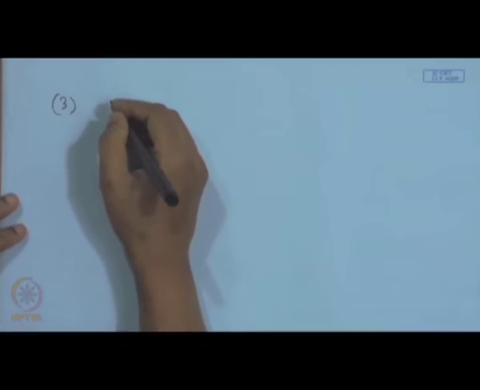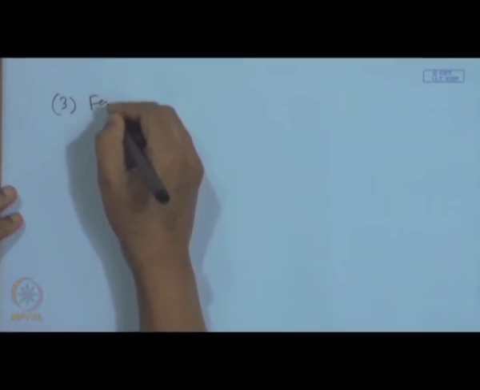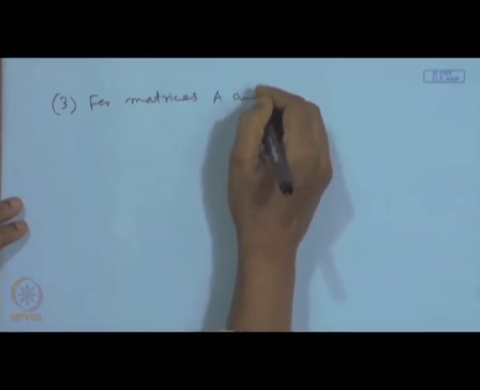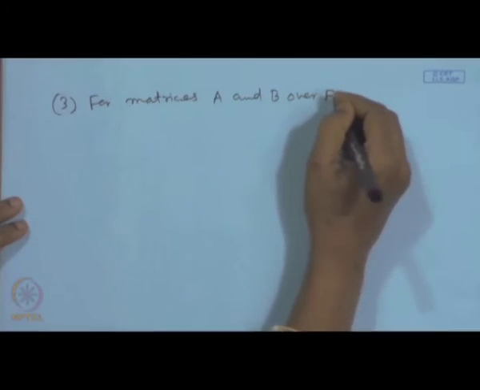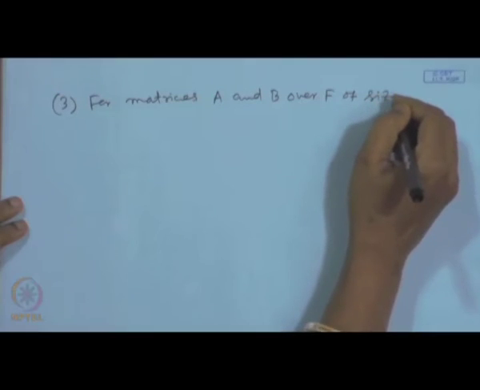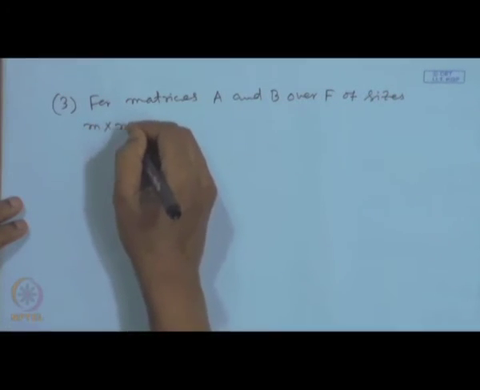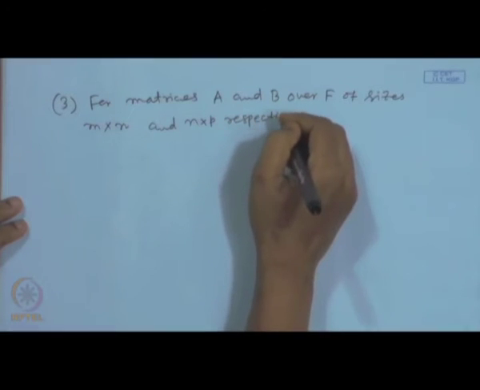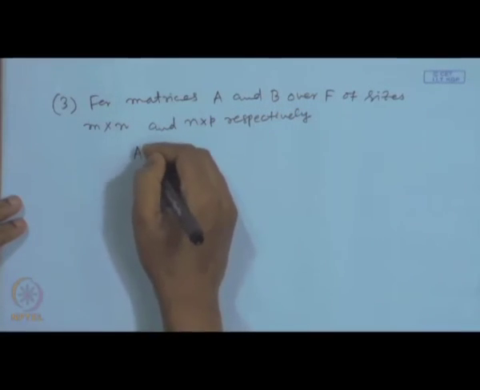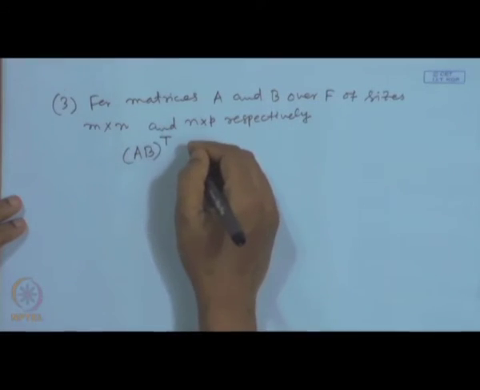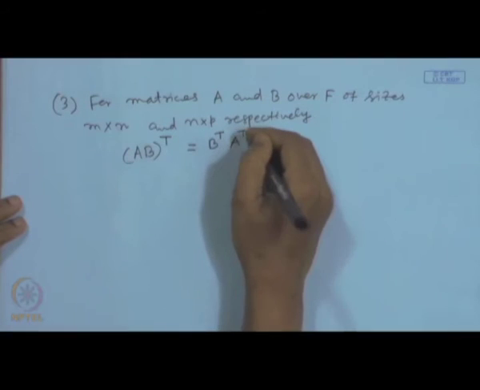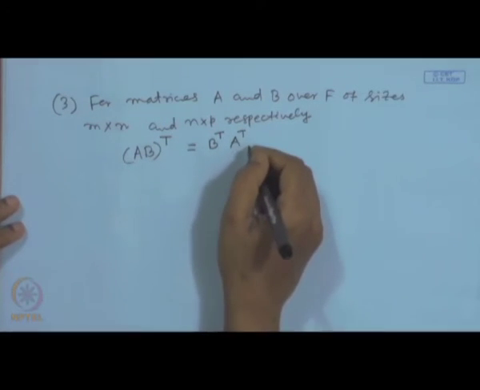Another property we have is this. If A and B are matrices over F of sizes m by n and n by p respectively, then the transpose of the product of A and B is equal to the product of the transpose of B and the transpose of A. So, the product will be in reverse order.